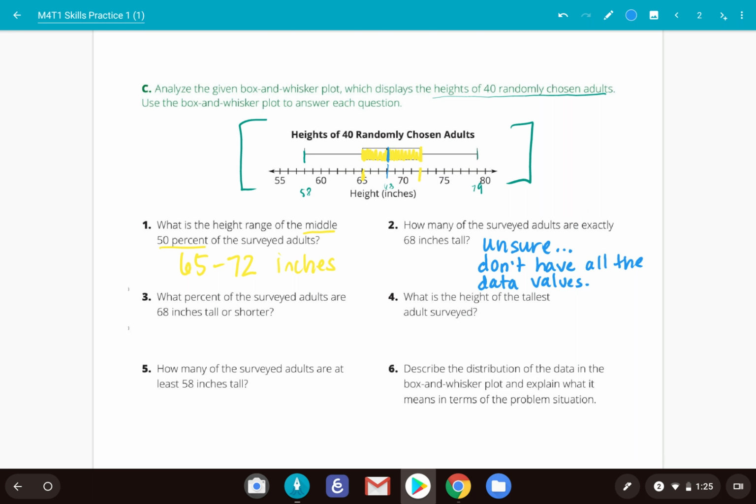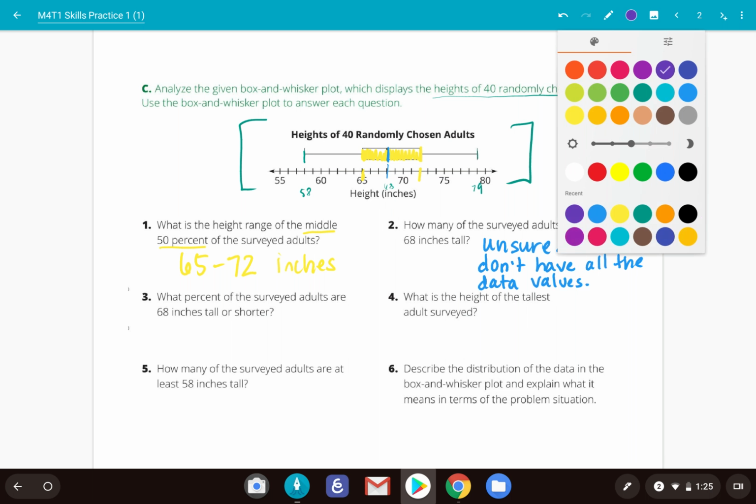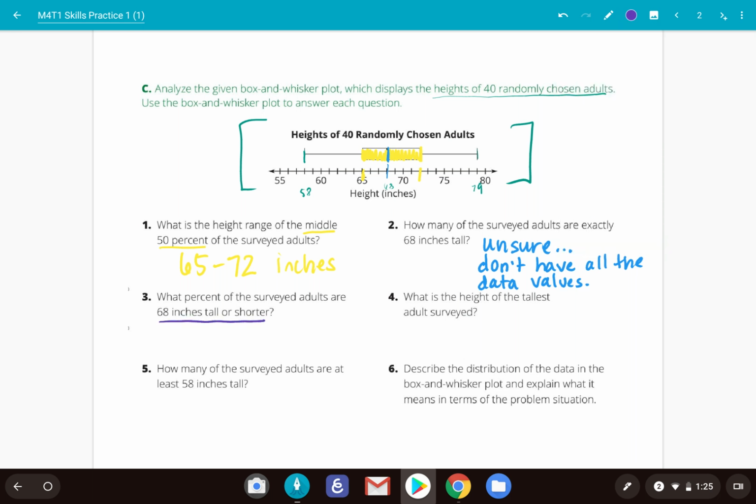And then number 3, what percent of adults are 68 inches tall or shorter? So that's from here, 68 or shorter. This is 25%, and then this is 25%. So it would be 50% total if you add both of those together.